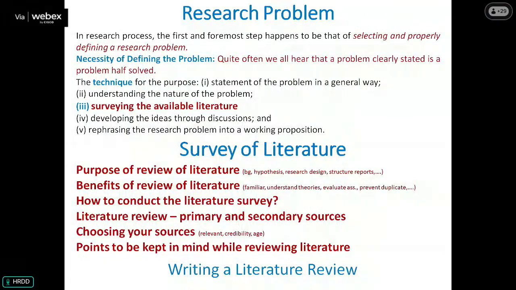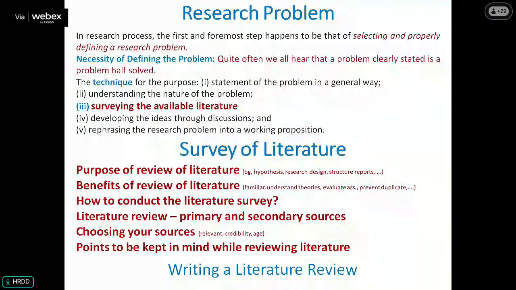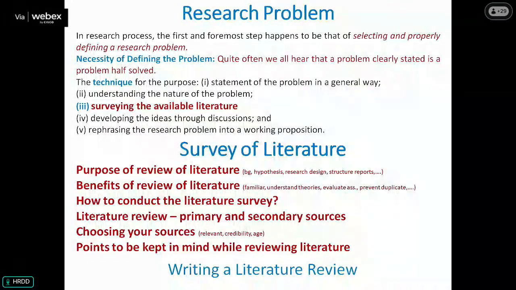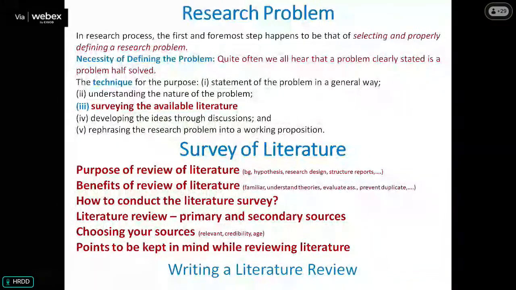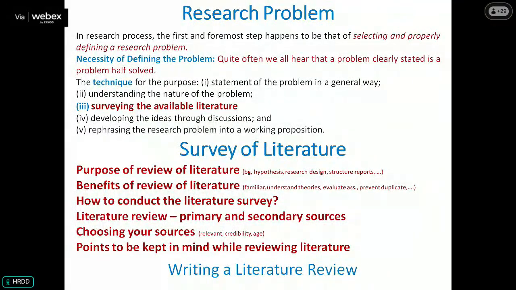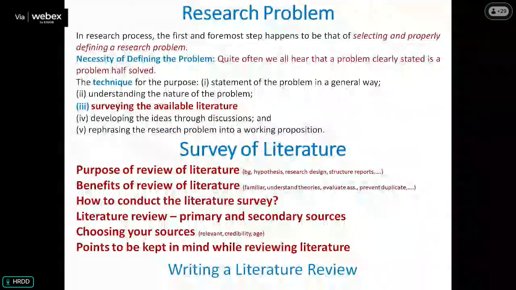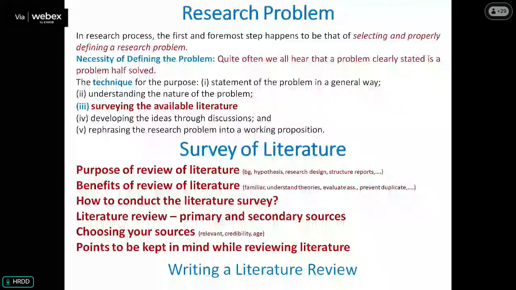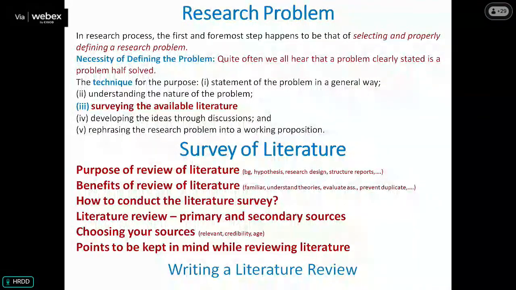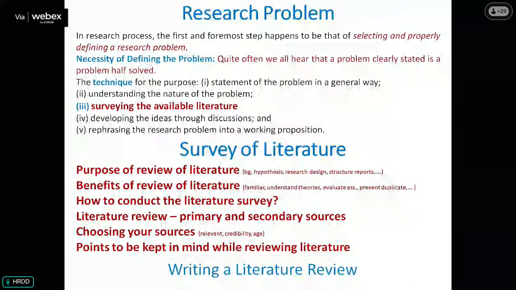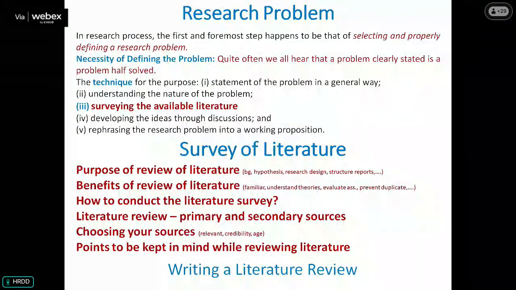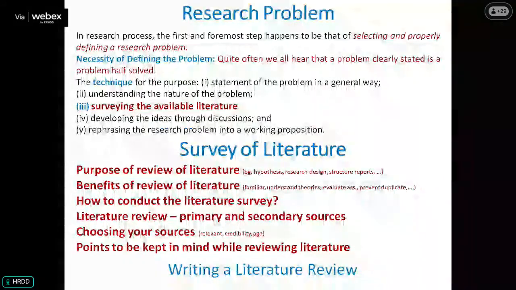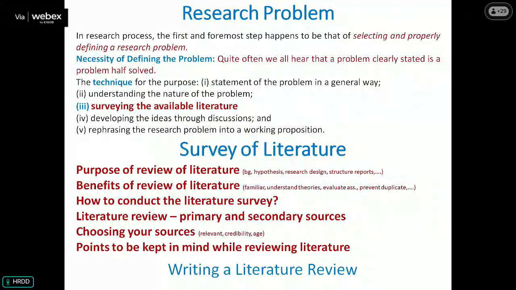Now, how to conduct a literature survey? We'll survey the primary and secondary sources and choose what is topically relevant, what is related to my topic. It should be credible, and it should be properly aged, meaning most of the literature should not be too old. We discussed the points to be kept in mind while reviewing literature. We did a whole class on how to write a literature review, how we will proceed.